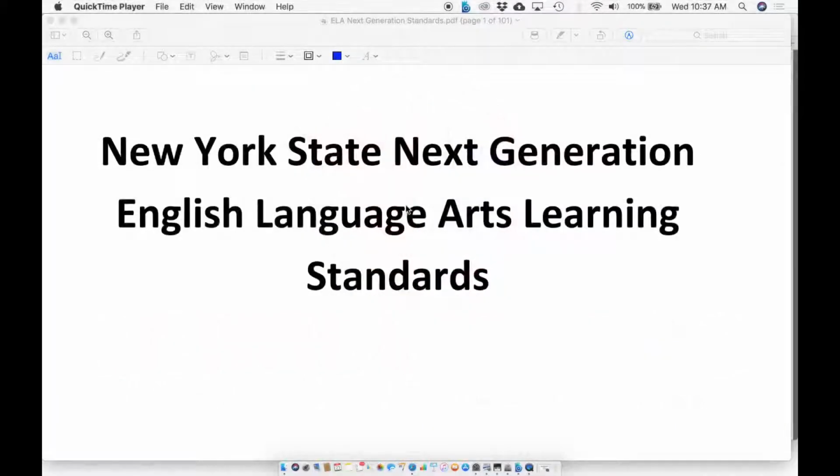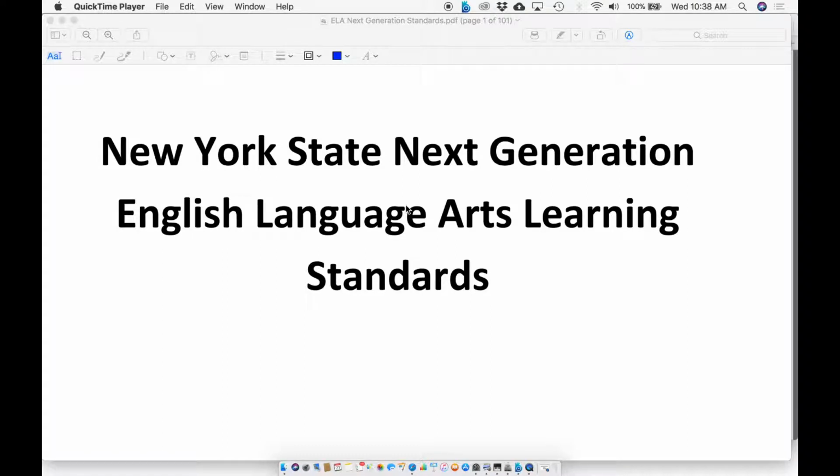Going to look at New York State's next generation English language arts learning standards. Now, what does this actually mean? What is this next generation English language arts learning standards? Well, you should know this, that in 2017, the State Board of Regents came together and decided to revise the Common Core standards. And so what you're looking at is that the exams this year will reflect these new standards.